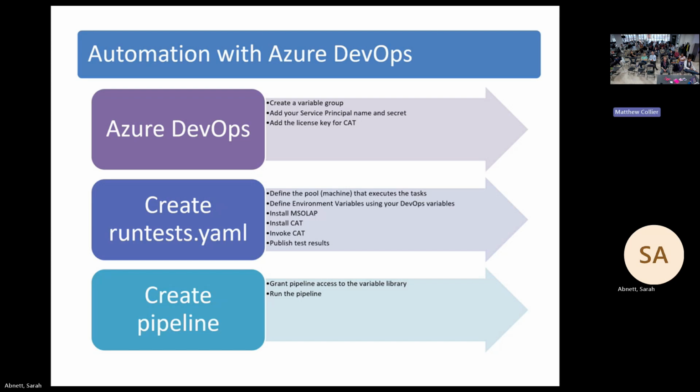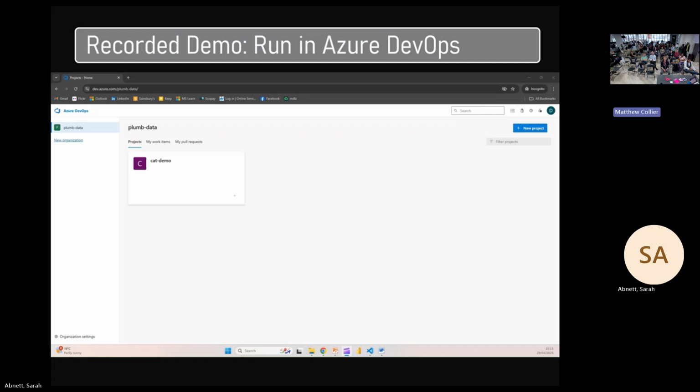And then to create the pipeline, you just sync Azure DevOps with GitHub and say, use my run tests YAML file. So it's pretty simple. That's what the recorded demos do.